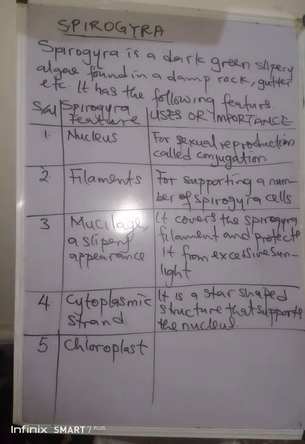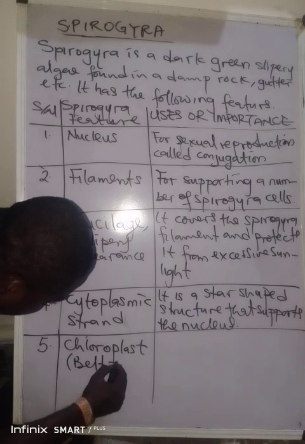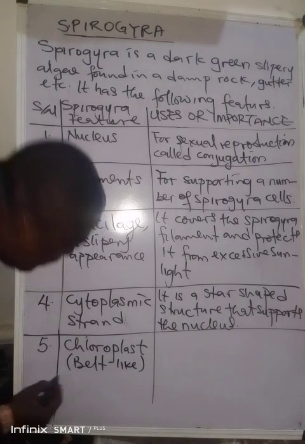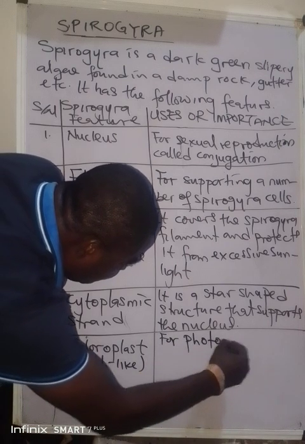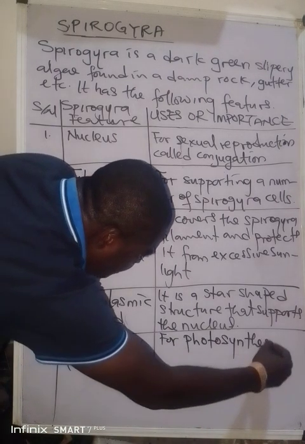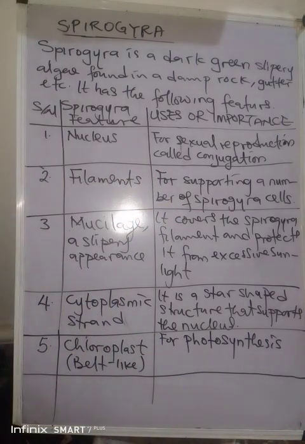Then I want to talk about number 5, which is the chloroplast. The chloroplast is like a belt. They are belt-like. And of course, for photosynthesis. So it is what the Spirogyra uses to carry out photosynthesis, which we are going to talk about later. Photosynthesis, that is, to use the energy from the sunlight. The chloroplast now uses chlorophyll it contains to make food in the presence of sunlight.